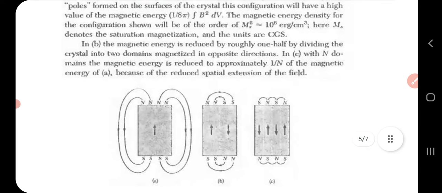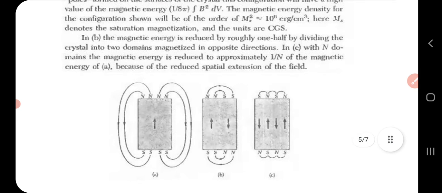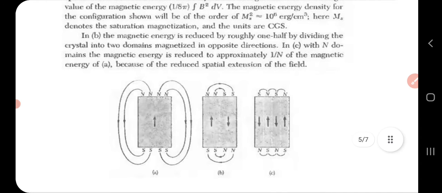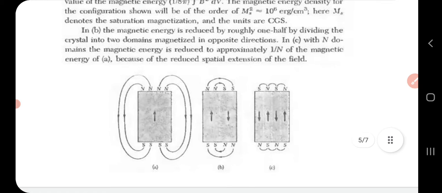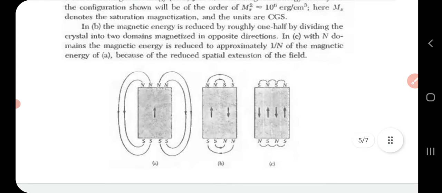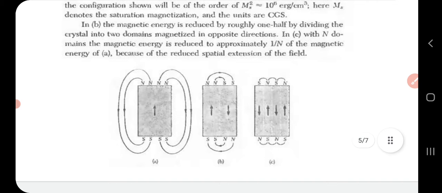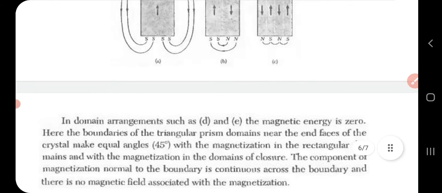Now what about figure B? In figure B, magnetic energy is found to be reduced by about 1/2 by dividing the crystal into two domains magnetized in opposite direction. See, arrows, they are in opposite direction, right? Now what about figure C? In figure C, there are n number of domains and the magnetic energy is reduced to approximately 1 by n of the magnetic energy of A. Okay, why? Because of the reduced spatial extension of the field.